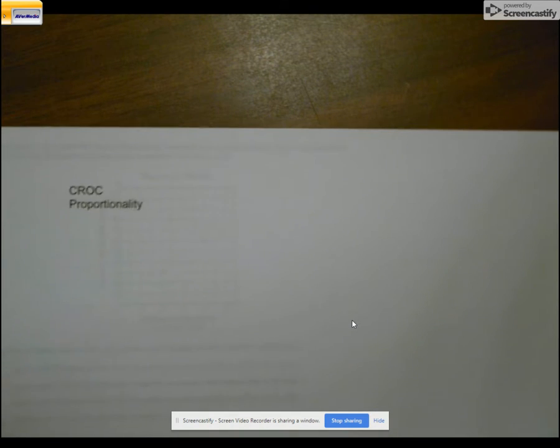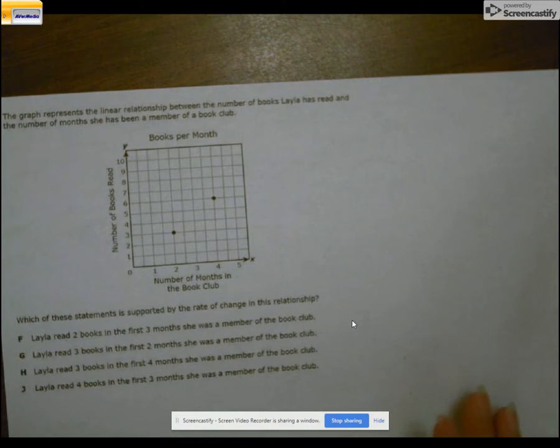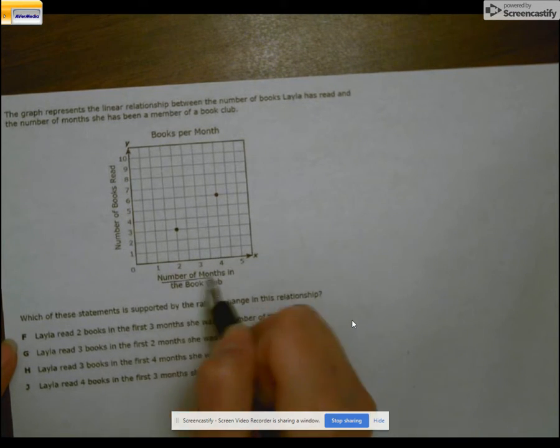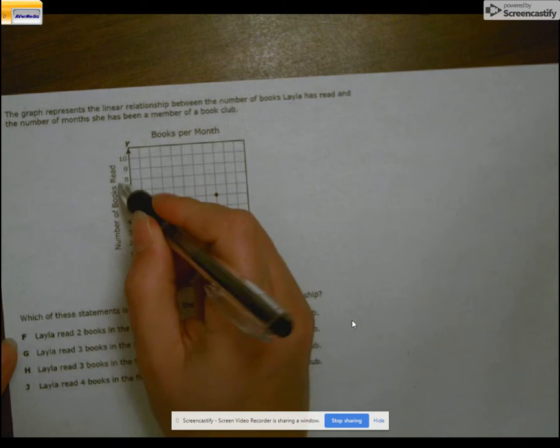All right, in this video, we're going to be looking at constant rate of change and proportionality. I have a graph that represents a linear relationship between the number of books that Layla has read and the number of months that she's been a member of the book club. I'm noticing a couple of things. I've got the number of months down here on the bottom and the number of books over here on the side. Which one of these statements is supported by the rate of change in this relationship?